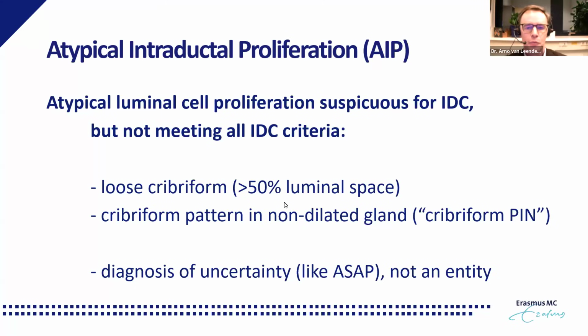Actually, AIP is not really an entity, but more a diagnosis of uncertainty, just like atypical small acinar proliferations. You think that there will be underlying IDC, but you're not sure. You're not able to prove it here.